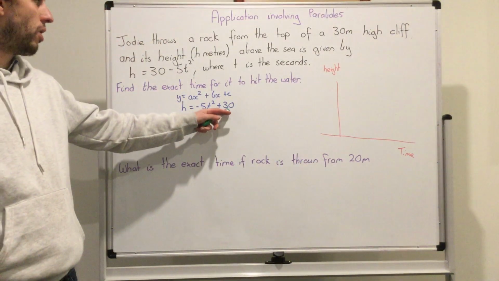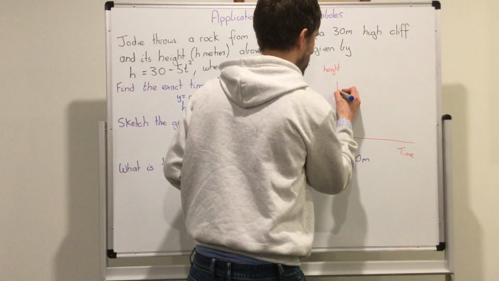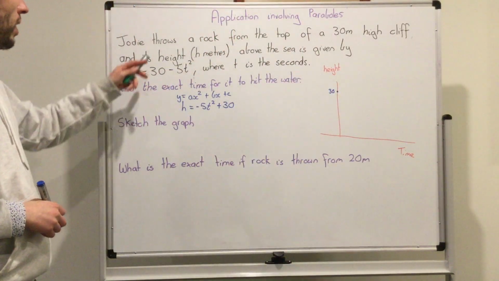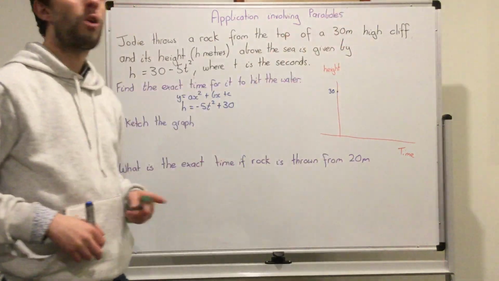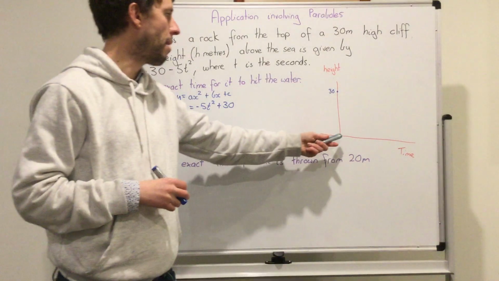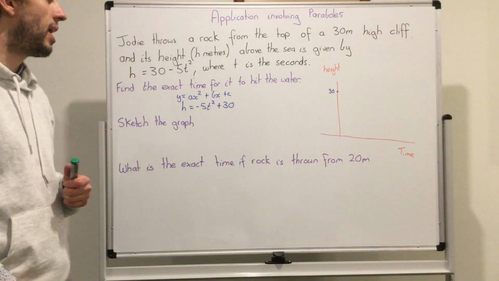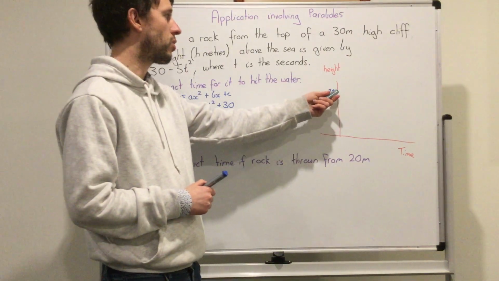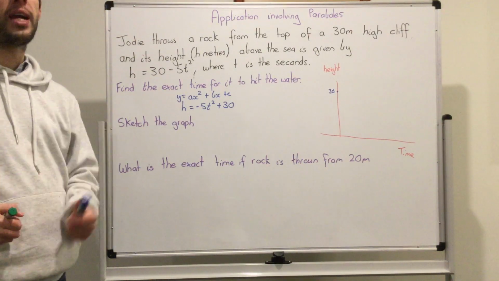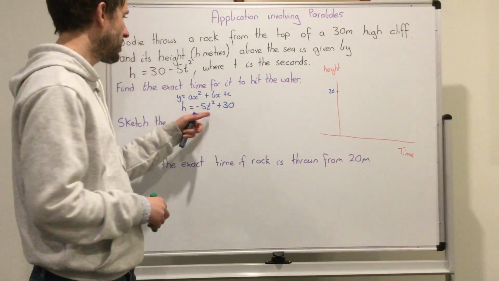So straight away, I know that the y-intercept is 30 meters. And I can tell that straight away also by looking up here: the rock is thrown at 30 meters. Before it's thrown, time is 0. So I can see that time is 0 when the rock is thrown at 30 meters. That's quite clear.